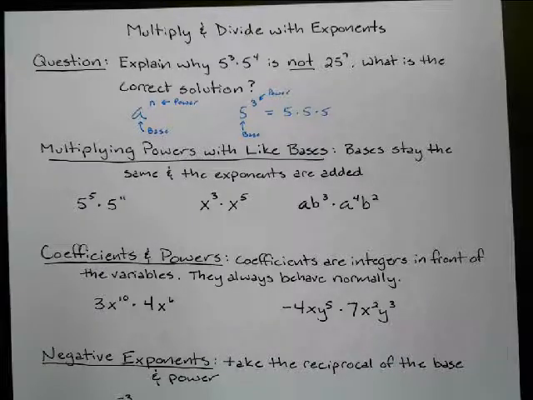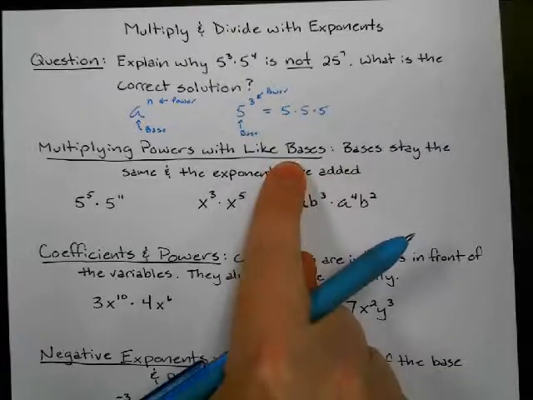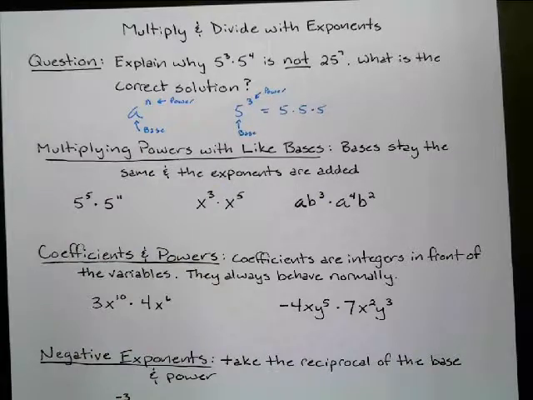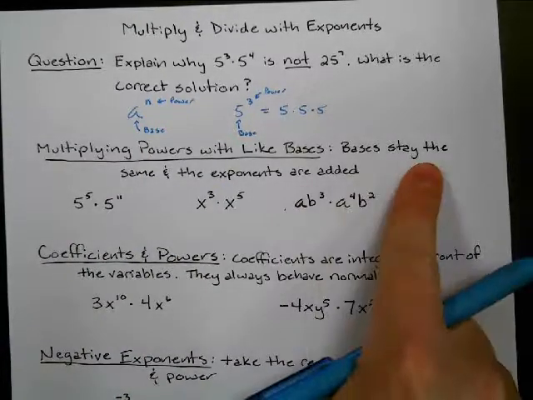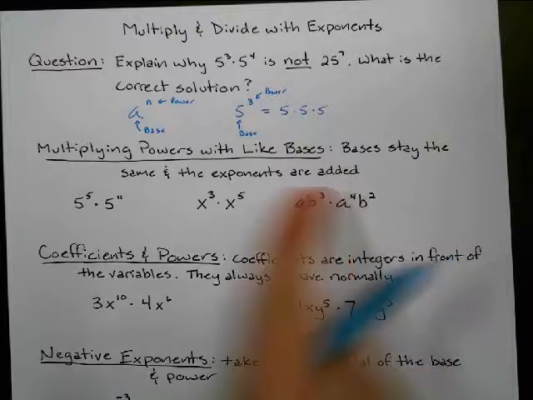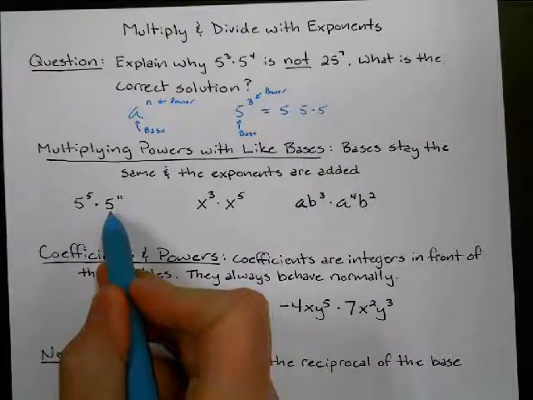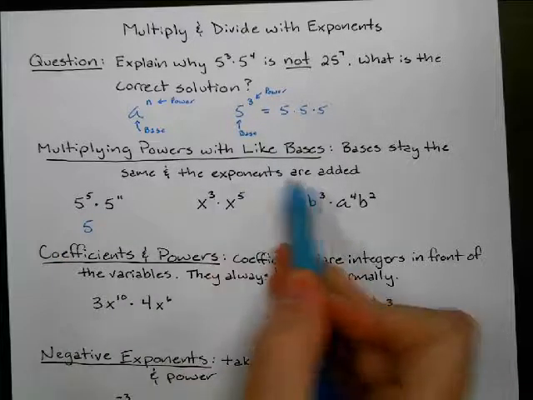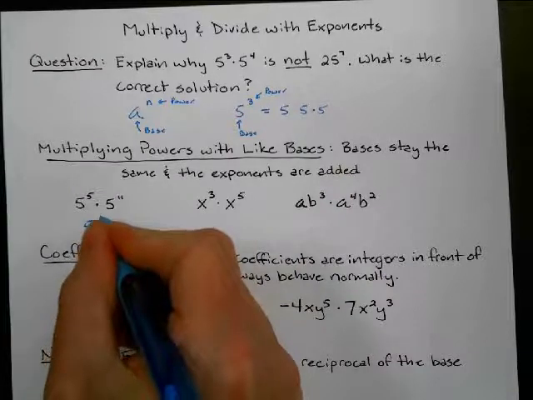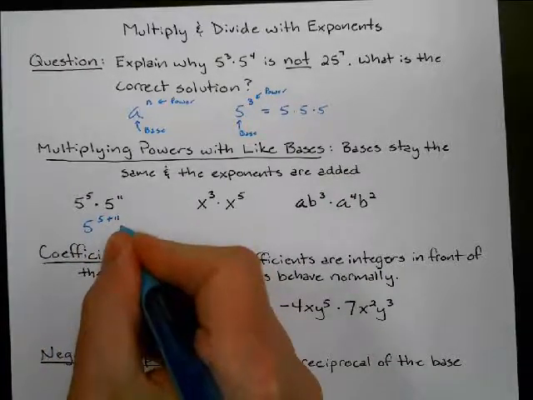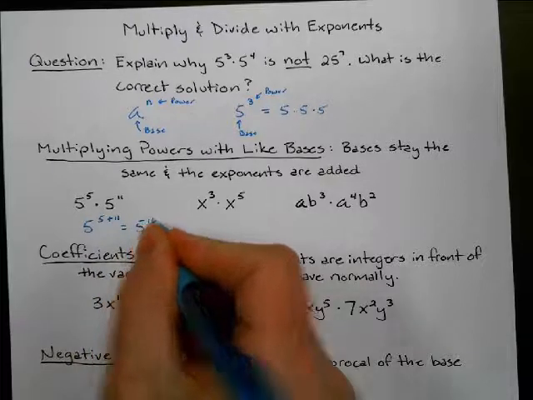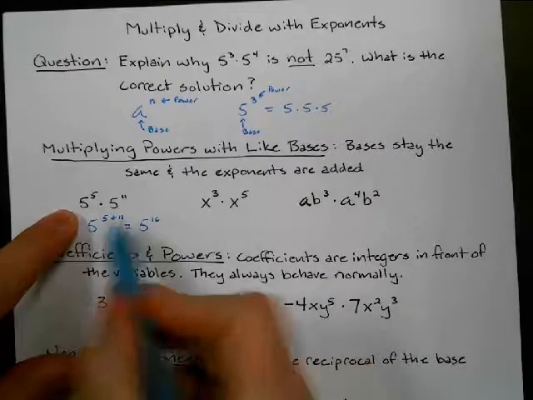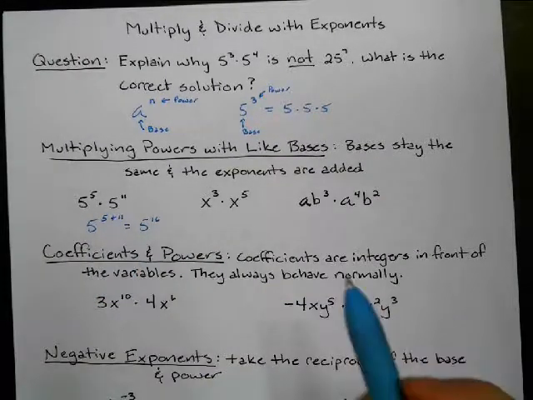All right, so if you multiply powers with like bases, that means the bases have to be the same. So these big numbers or variables have to be exactly the same. The bases are going to stay the same, and the exponents are going to be added together. So here I've got a base of 5, base of 5. Bases stay the same. So this is going to be 5. What do we do with the exponents? We add them. So this is going to be 5 to the 5 plus 11. And we get 5 to the 16th power. So the base of 5 stayed the same. The exponents, we just add them together.